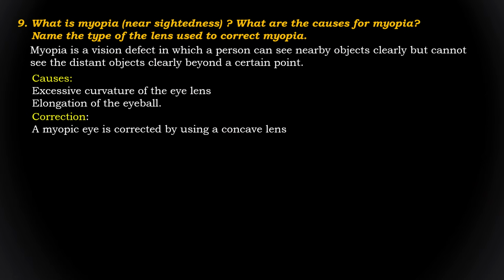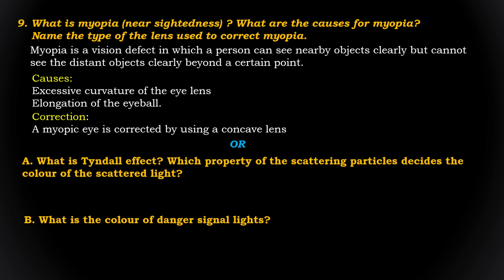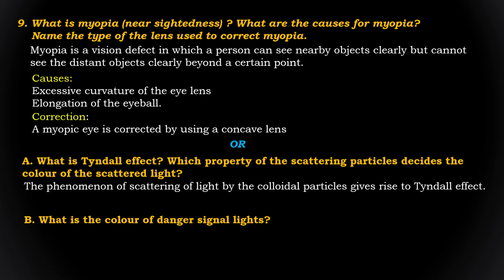So this is the answer which you are supposed to write. We have got an OR option along with this. That is, it has got A and B part. We'll first address the A part. What is Tyndall effect? Which property of the scattering particles decide the color of the scattered light? So I'll just address the Tyndall effect. What is Tyndall effect? The phenomenon of scattering of light by the colloidal particles give rise to Tyndall effect.